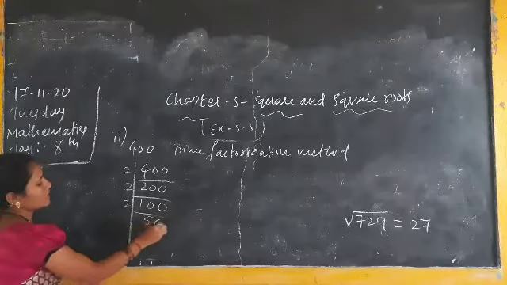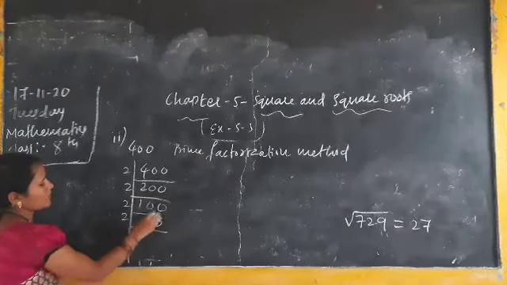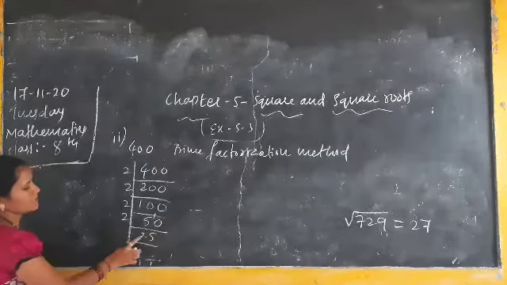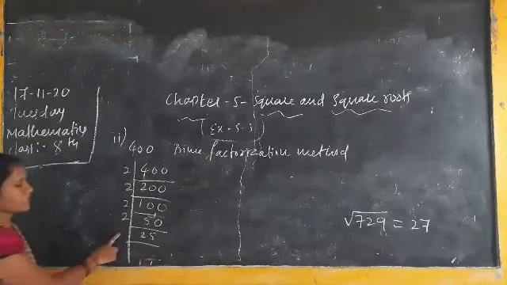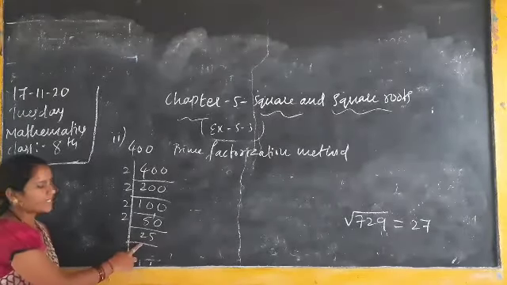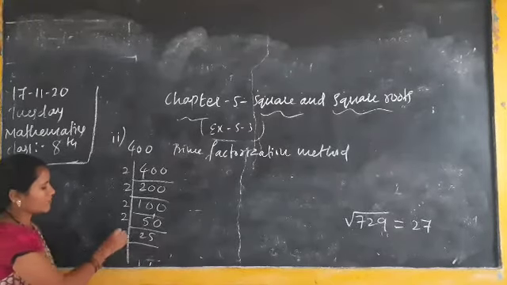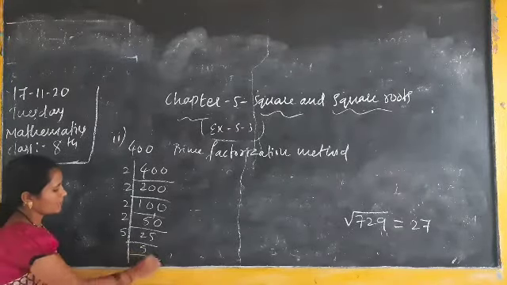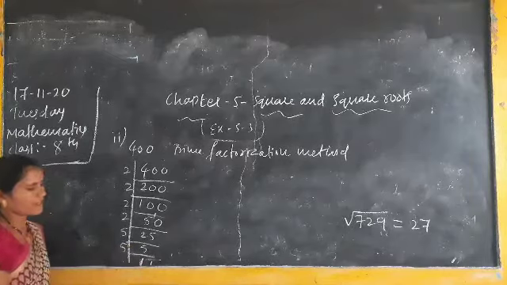Next 2 5s are 10. Here 0. Next 2 2s are 4. 1 left. 2 5s are 10. Here see, 25 is there. In the 2 table 24 not getting. Here 3 also not. Directly we should take the 5. 5 5s are 25. Next here 5 1s are 5.